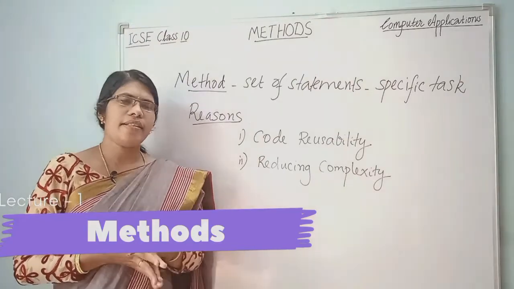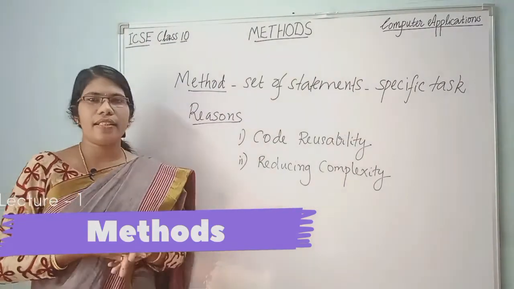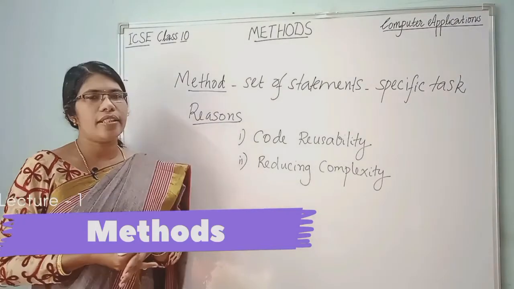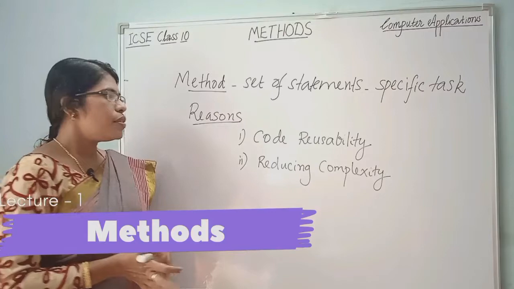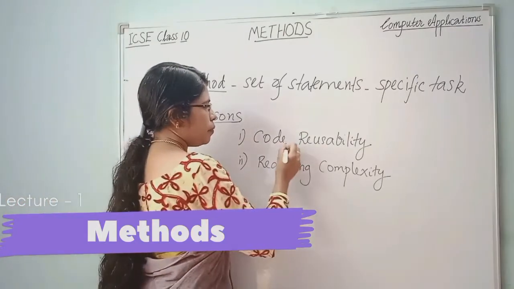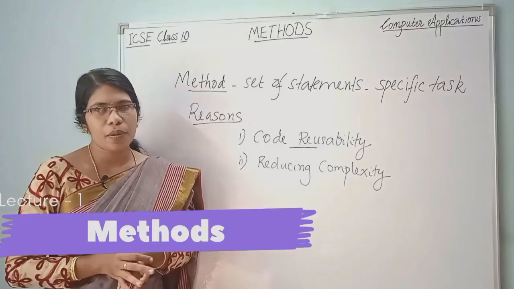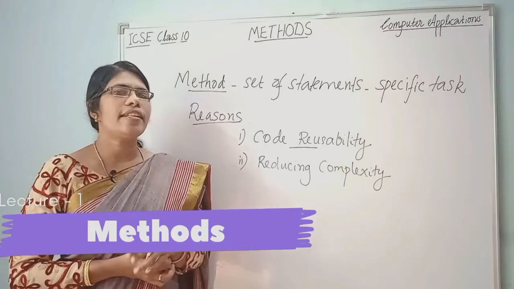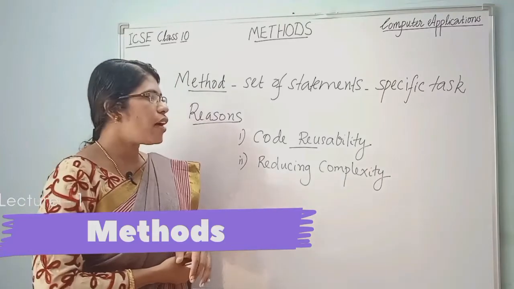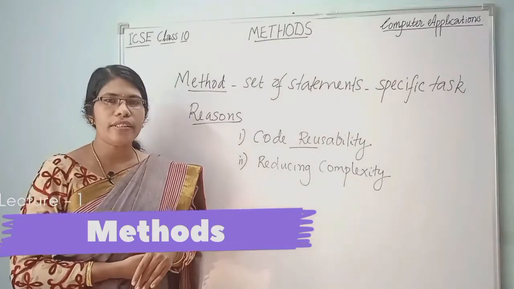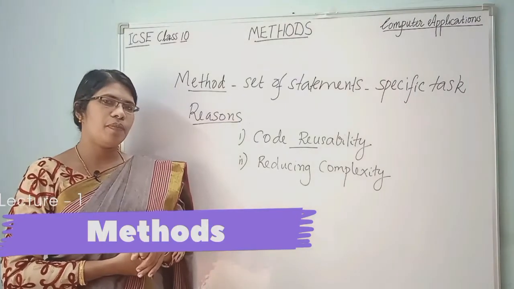There are many reasons to use methods. Here I am briefing two main reasons. One is code reusability, the second one is reducing complexity. So the first one is code reusability. Methods can be reused in a program without rewriting the same code multiple times. Thus it avoids the duplication of the code and helps in reusability.